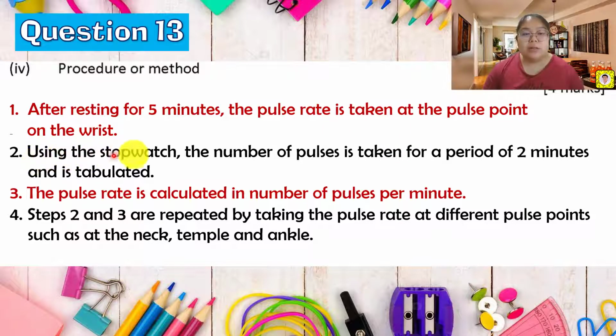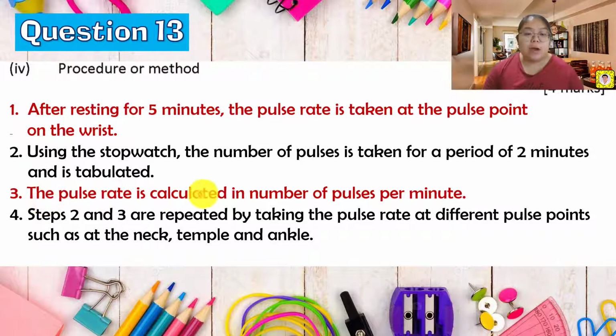After that, using the stopwatch, the number of pulses is taken for a period of 2 minutes. They check for 2 minutes and tabulate. Then you jot down after 2 minutes, the pulse rate is how many?